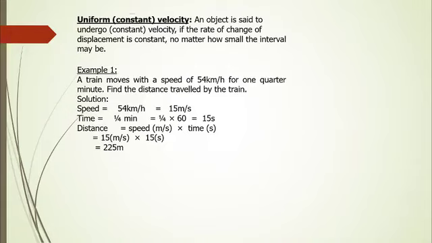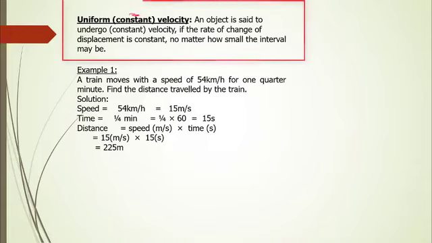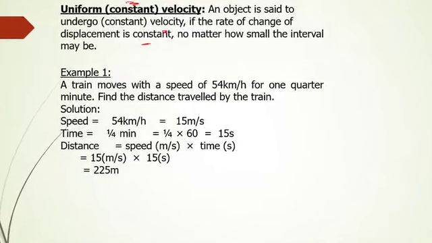Alright, so let's talk about uniform constant velocity. We say that an object is undergoing constant velocity if the rate of change of displacement is constant, no matter how small the time interval may be. So we have an example here on the slide about a train moving with a speed of 54 kilometers per hour for 1/4 of a minute, and we're asked to find the distance that has been traveled by the train.